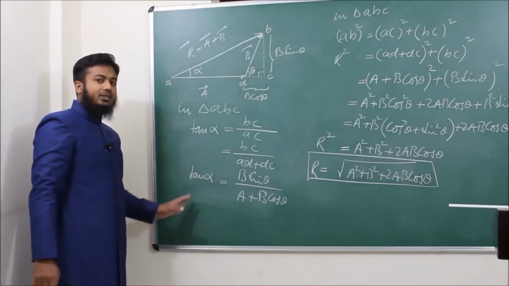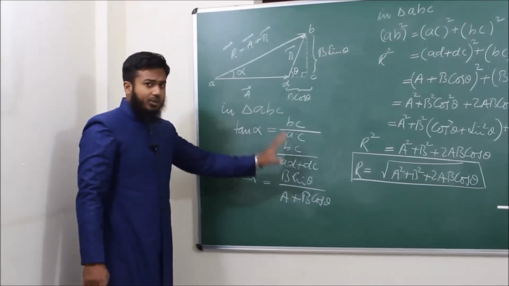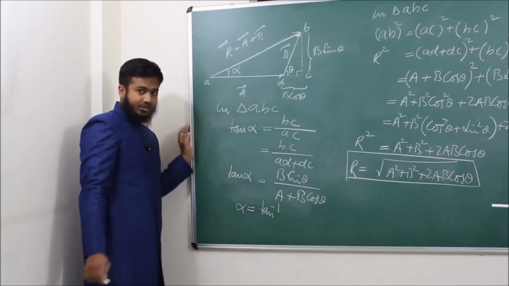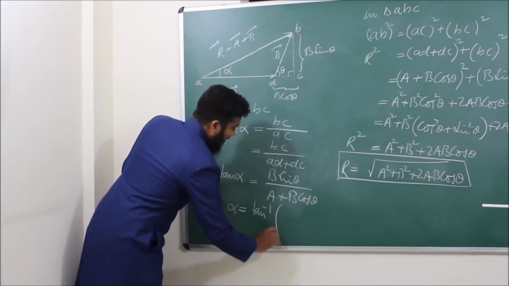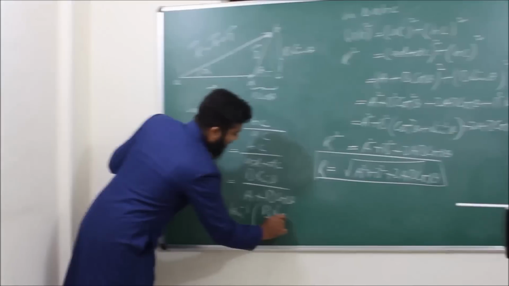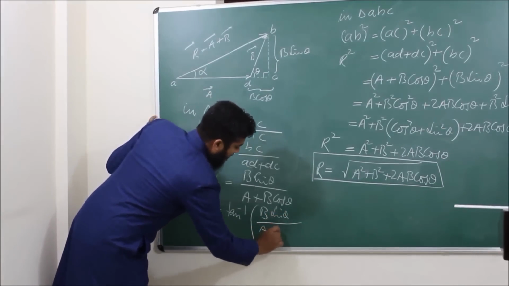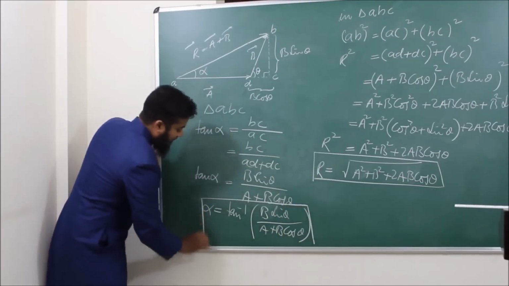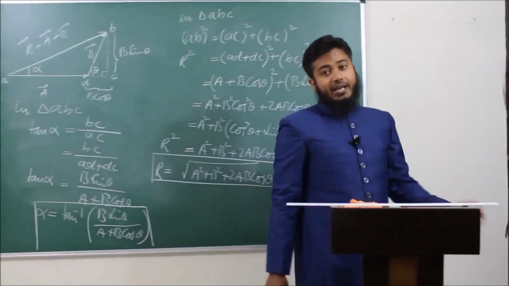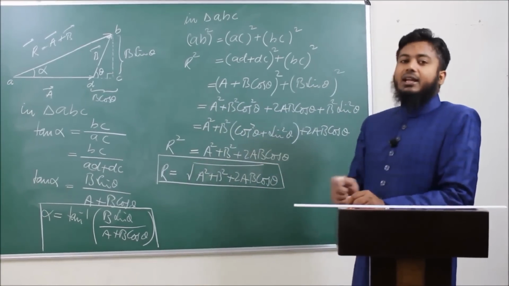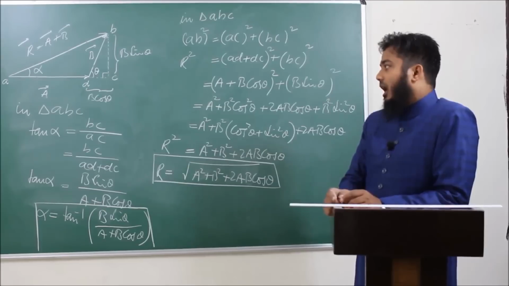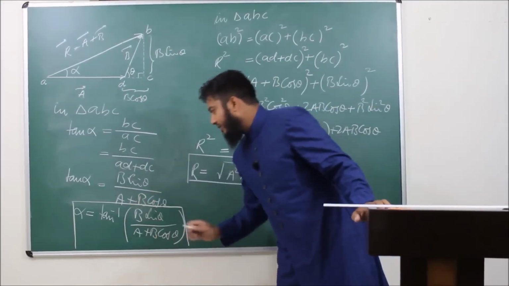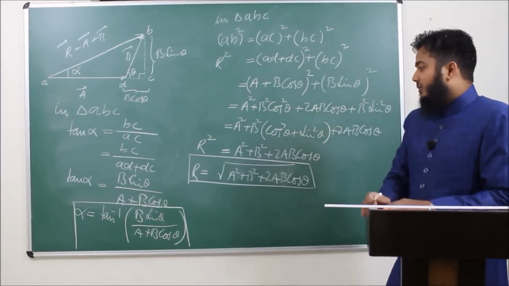And if I have to write just alpha, the angle, then in trigonometry this is written as alpha is equal to tan inverse of B sine theta upon A plus B cos theta. So this will give you the angle between the resultant and vector A, and if you know the angle, that will give you the direction of vector R. So with the help of this formula you can calculate the magnitude of the resultant vector, and with the help of this formula you can calculate the direction of the resultant vector.